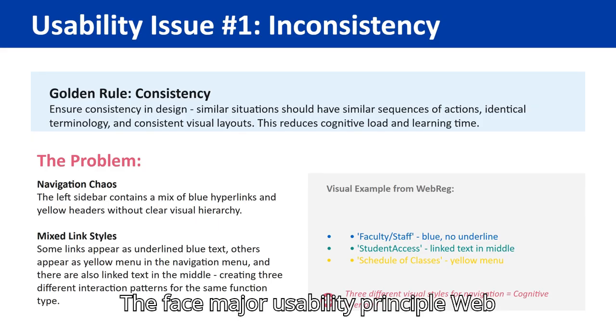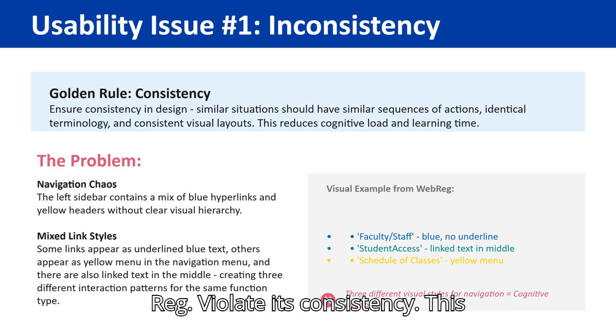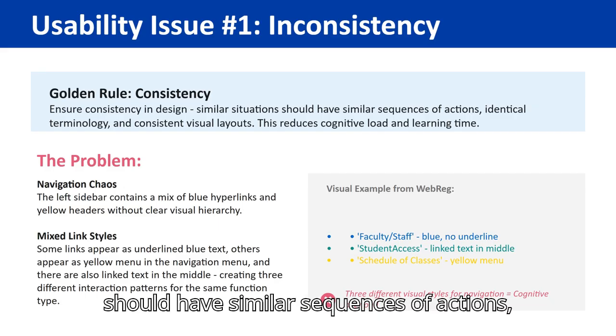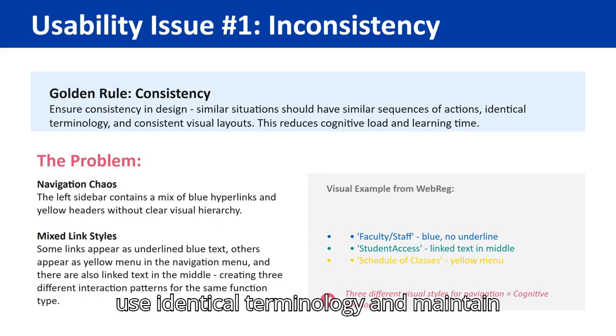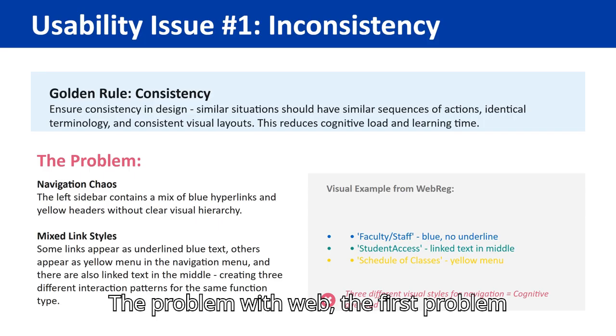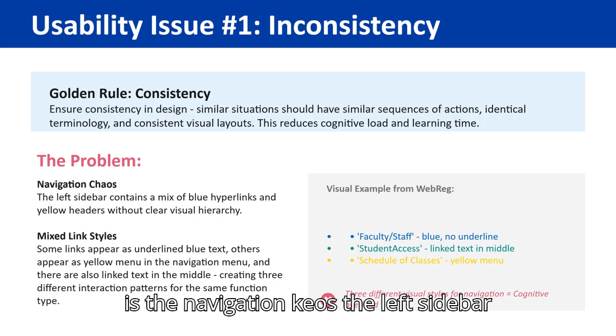The first major usability principle WebRack violates is consistency. This principle states that similar situations should have similar sequences of actions, use identical terminology, and maintain consistent visual layout. Consistency makes a system easier to learn. So what's the problem with WebRack? The first problem is the navigation chaos.